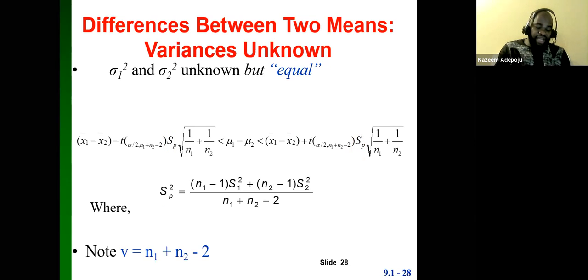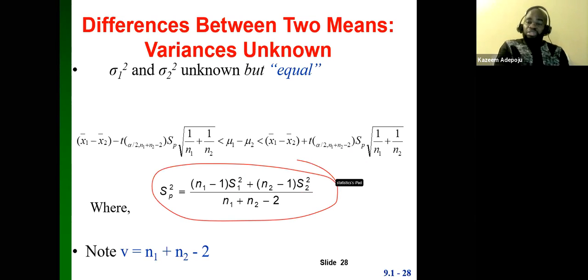When you are pooling variance, you are going to be given the two sample variances. The two population variances are unknown, but they are assumed to be equal. When they are unknown and assumed to be equal, then you're going to pool the sample variances. This is the formula that you're going to use. After using this formula, you're going to find the square root of that, and plug your results in there.